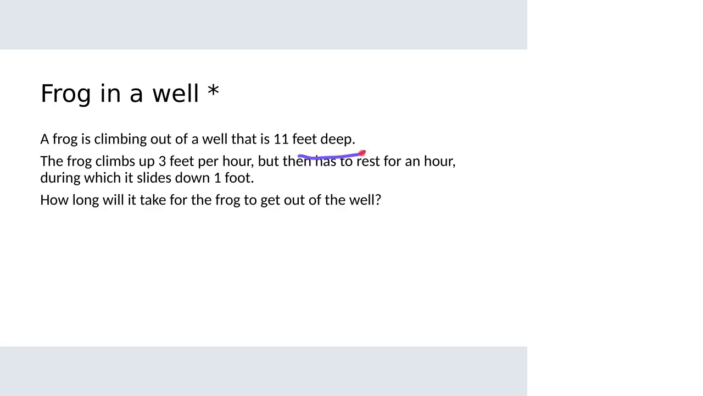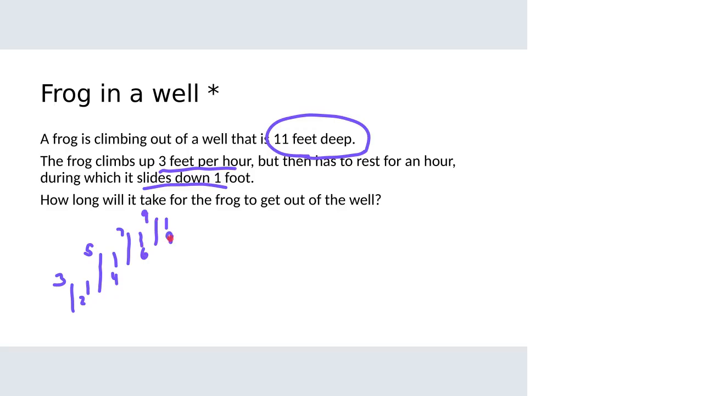It's an 11-foot deep well, and it climbs up 3 and slides down 1. So the frog climbs up 3, puts him at the 3-foot mark, slides down 1, he's at the 2-foot mark. Goes up 3, that puts him at 5 feet, slides down 1, that puts him at 4 feet. Climbs up 3, that puts him at 7, slides down 1, that puts him at 6. Climbs up 3, that puts him at 9, slides down 1, he's at 8, and then climbs up 3 to 11, and he's made it out of the well.